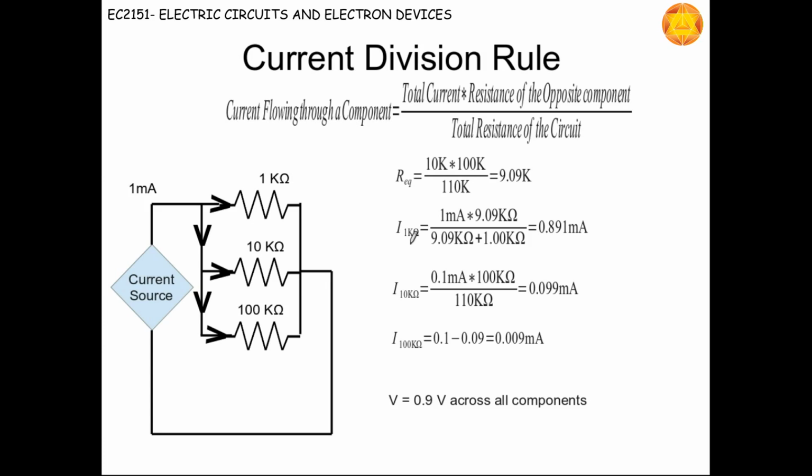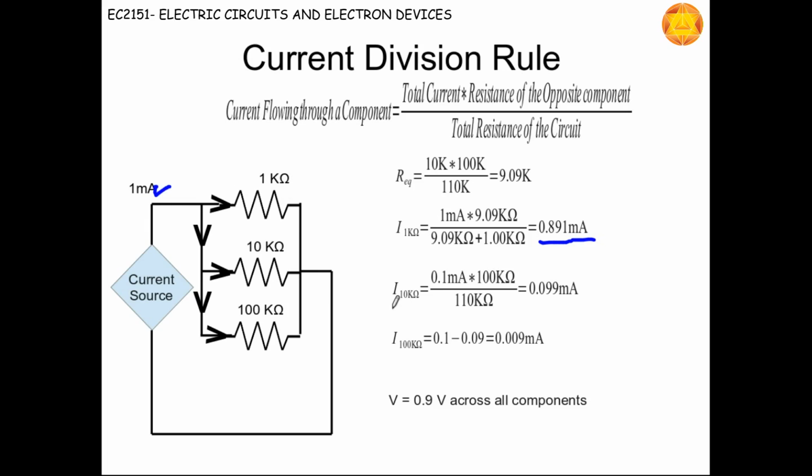So the current across the 1 kilo ohm will be equal to the total current, 1 milliamp, times the opposite resistance, which is the equivalent of these two resistances, 9.09 kilo ohms, divided by the total resistance of the circuit, 1 kilo ohm plus 9.09 kilo ohms. That gives you an answer of 0.891 milliamps. So this is the current that flows through the 1 kilo ohm resistance.